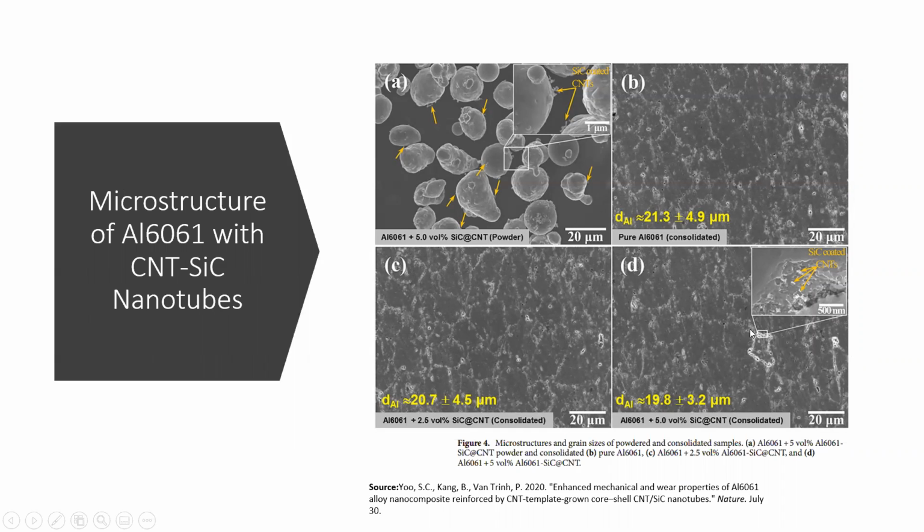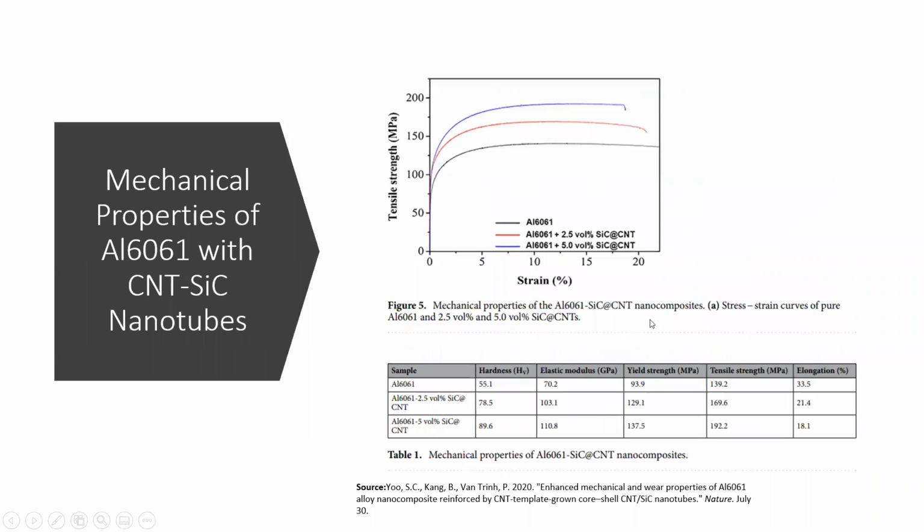Here, as the percent volume of silicon carbide carbon nanotube increases, tensile strength of the material increases. For the 5% volume of silicon carbide, tensile strength increases approximately 38% in comparison with pure aluminum alloy.